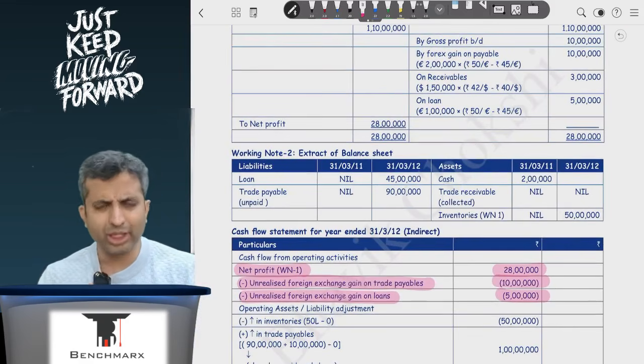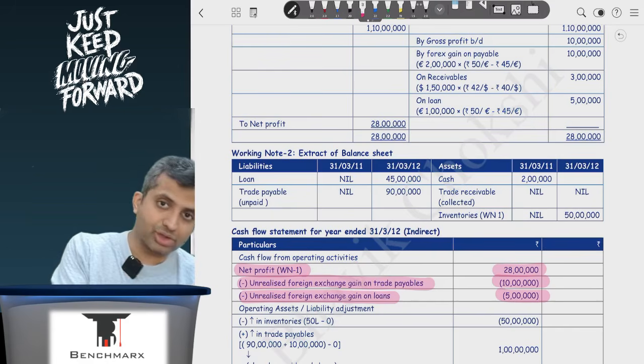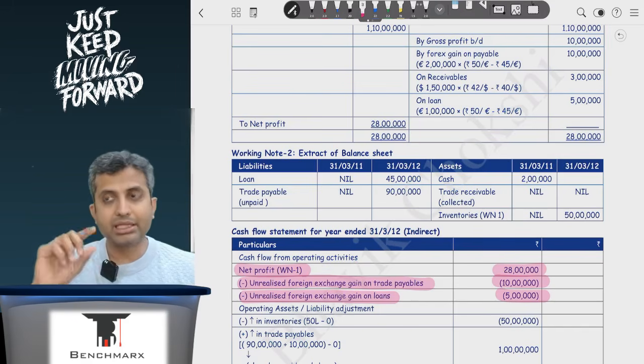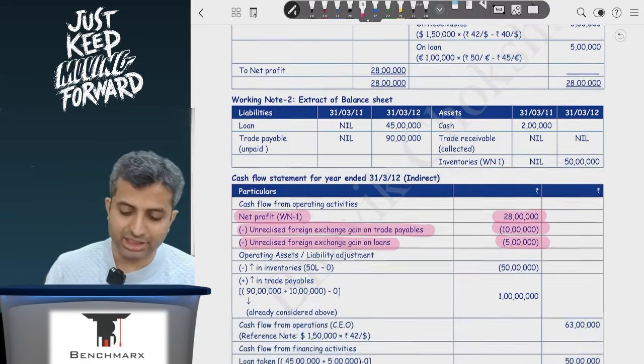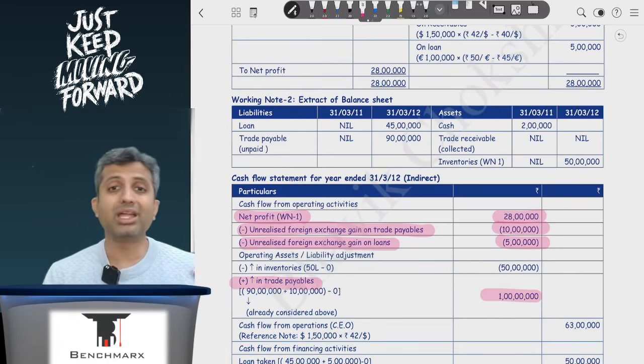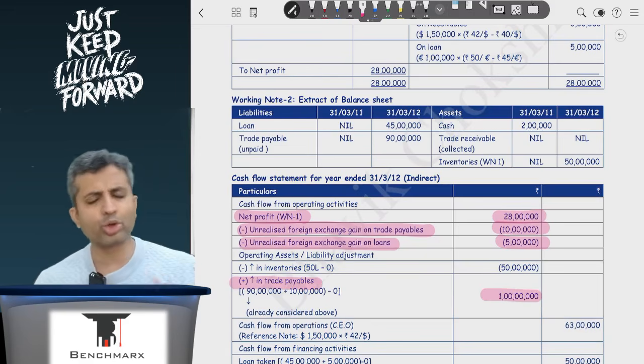So I will say that I've already reversed the foreign exchange impact. Had there been no foreign exchange impact, my creditors would have been 1 crore. And these are increase in creditors, and increase in creditors I will add. Increase in trade payables I will add. Similarly, there is, let us say, loans, but loans are not going to come over here.